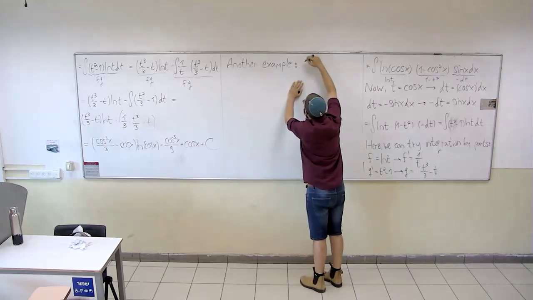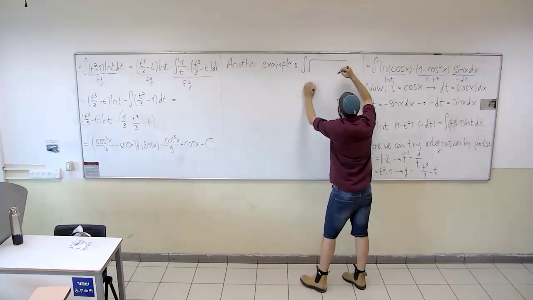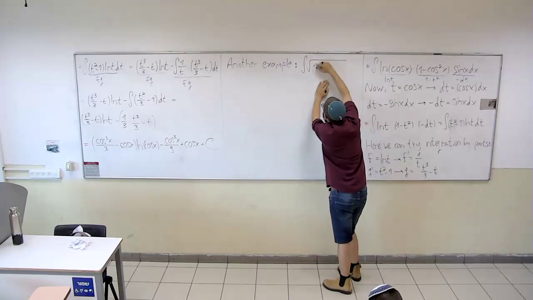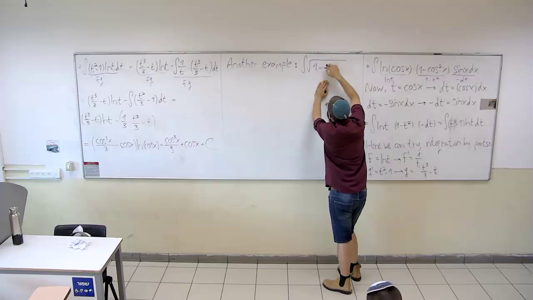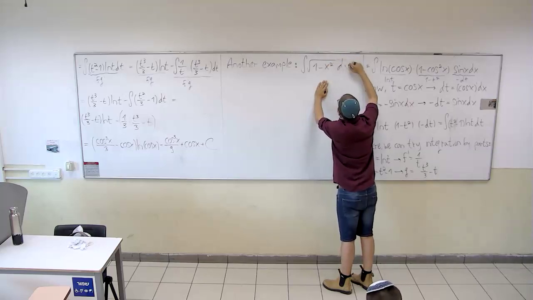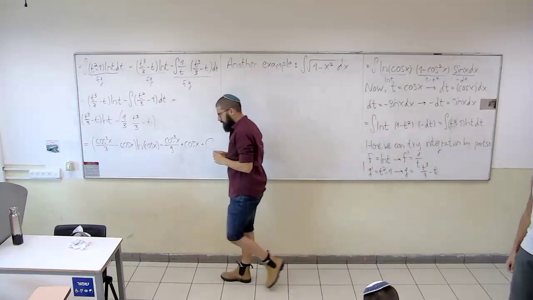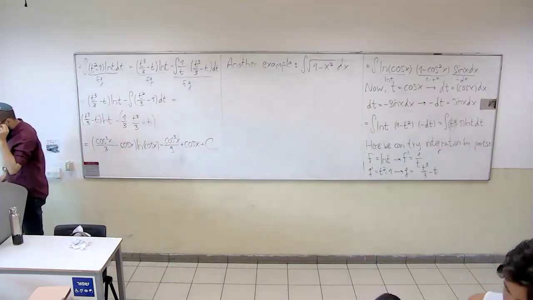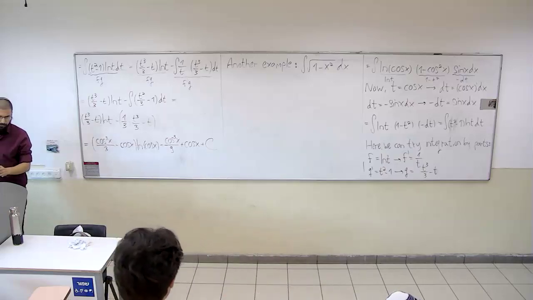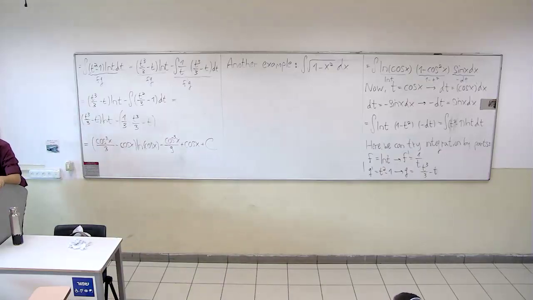The example. Let's say we have this integral: 1 minus... we can take a different number, but let's do 1... x squared, square root, dx. It's not an immediate one. Did we have this in our formulas? Yeah, we have it. Thanks. Yeah, so don't tell anyone.